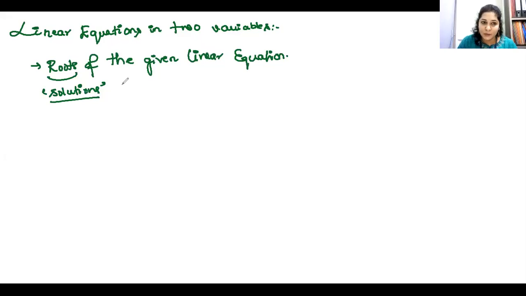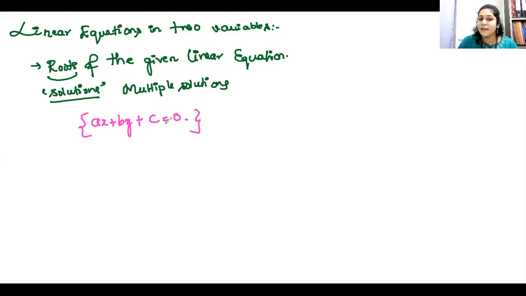As I discussed with you yesterday, for a given linear equation, we can find out multiple solutions, correct? So we have to first fix the equation. The given equation will be in the form what? What is the standard form of a linear equation in two variables? It will be in the form ax plus by plus c is equal to 0. You're correct, Aditya. This will be the standard equation of the given linear equation.